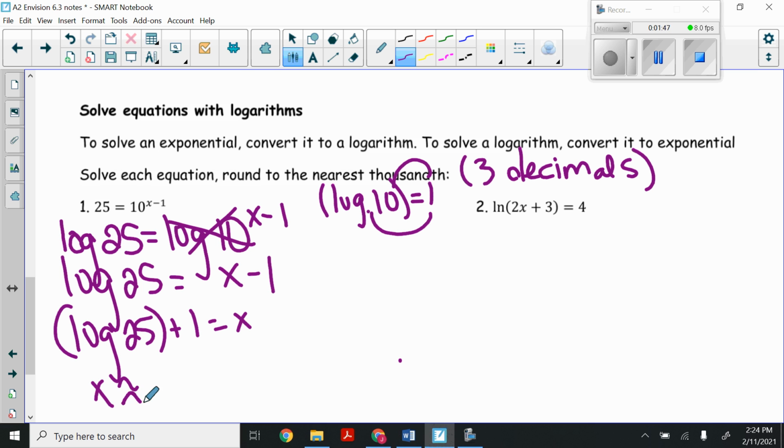That's what I'm going to type in my calculator. And I'm not going to round until the very end. So I'm going to type in log 25, hit enter, and then add 1 to that. And I get x is approximately 2.398.